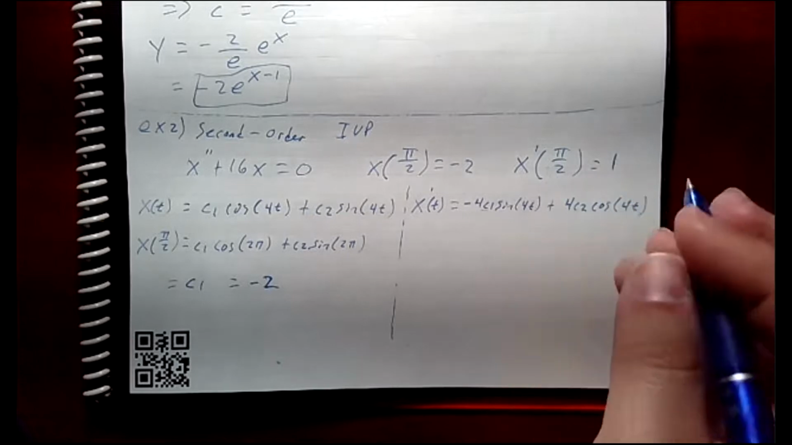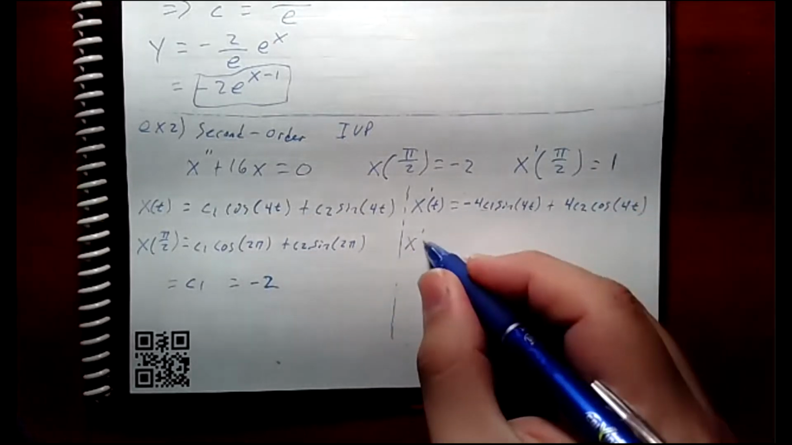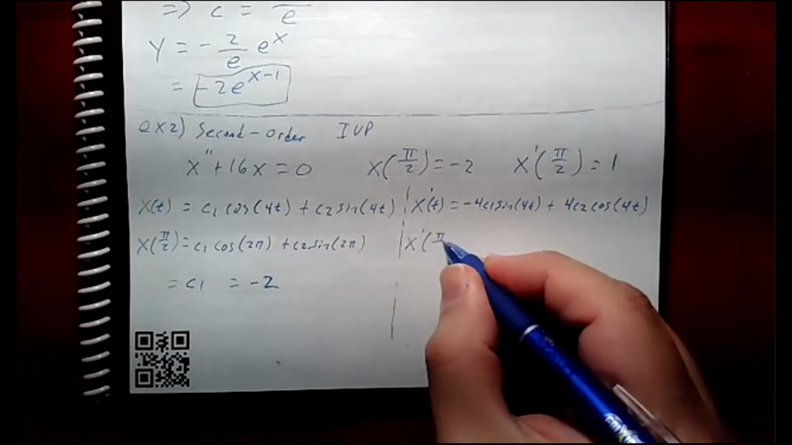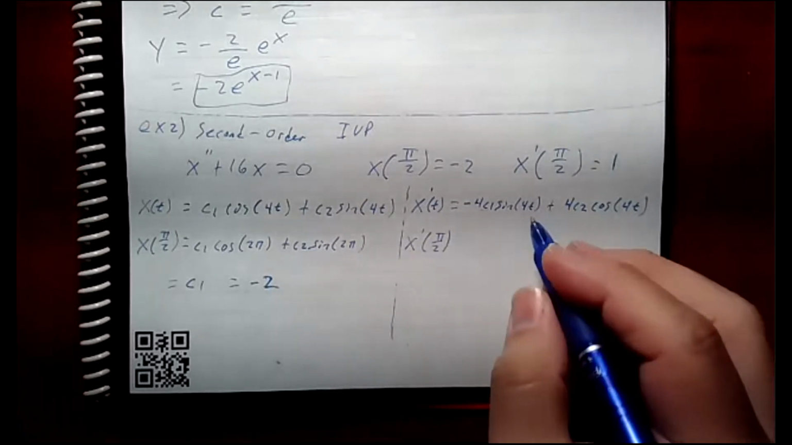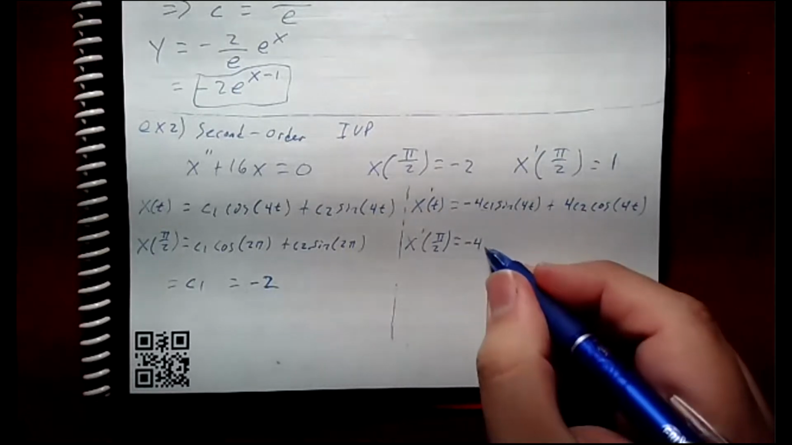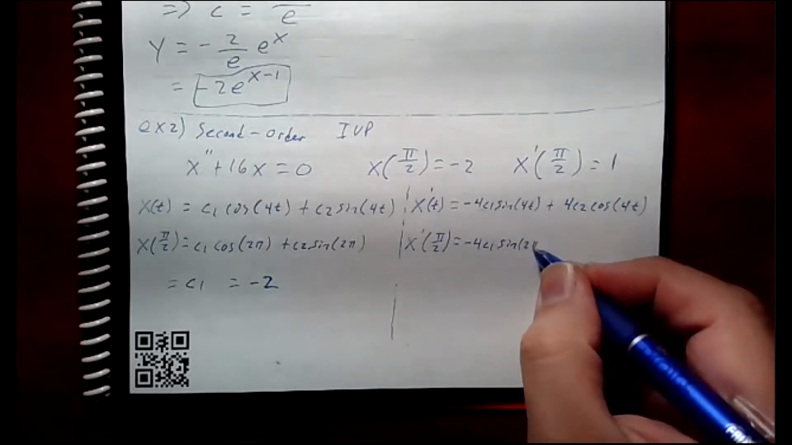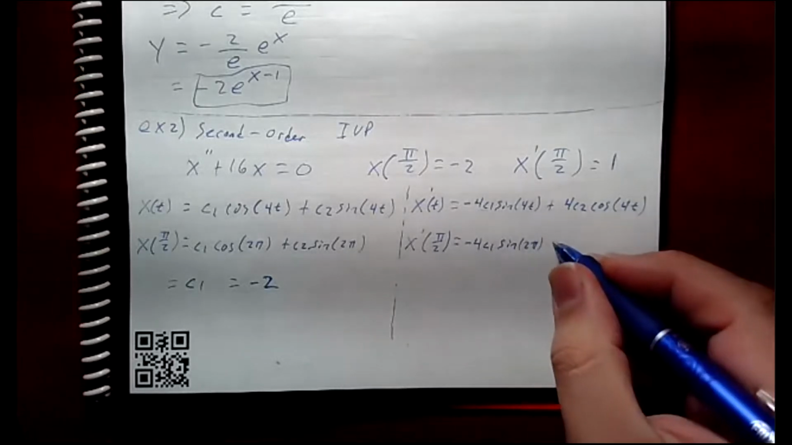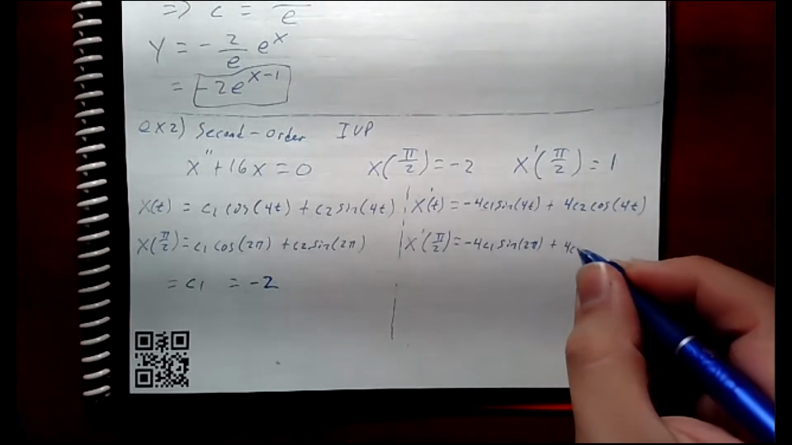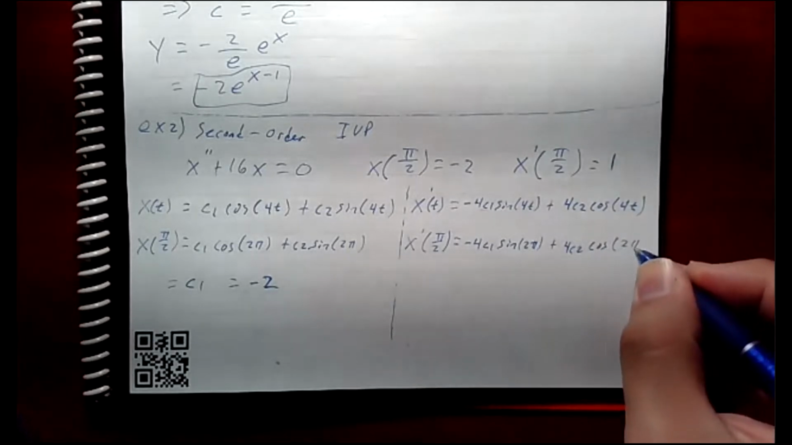Okay, so let me know at any time. All right, so x prime of pi over 2, the first derivative, is going to give us -4 C1, which we can plug in already at this point, sine of 2 pi plus 4 C2 cosine of 2 pi.